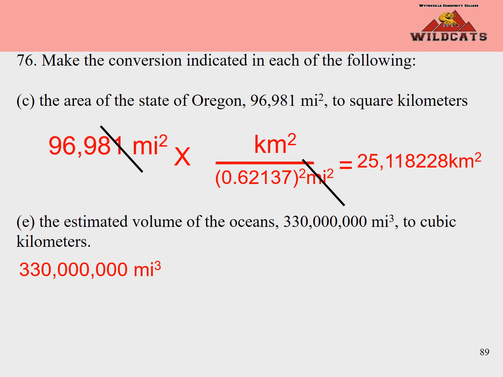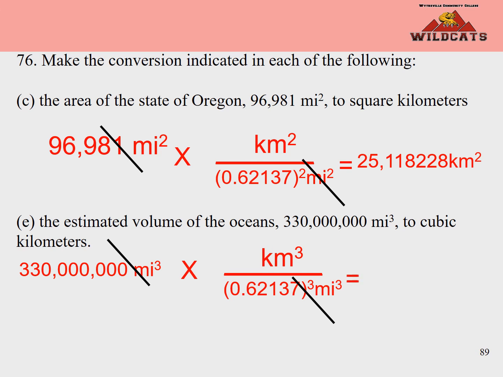The estimated volume of the oceans is given in miles cubed, and we convert to cubic kilometers. Again, that 0.62137, but now we're going to cube it instead of square it. We end up with 1.4 times 10 to the 9th kilometers cubed. That top one is actually 251 million. I'm missing the comma between the 8 and the 2.